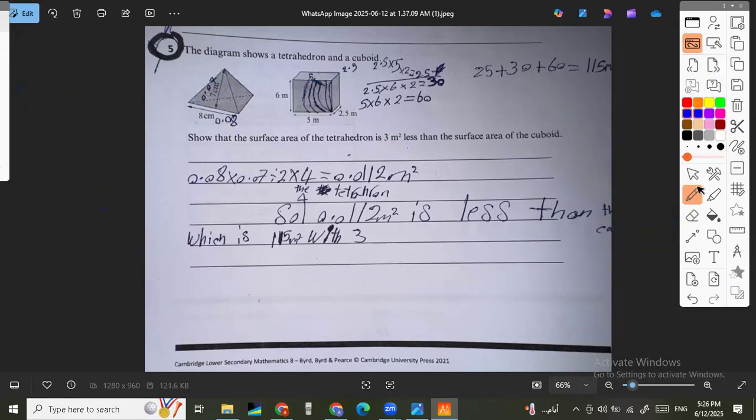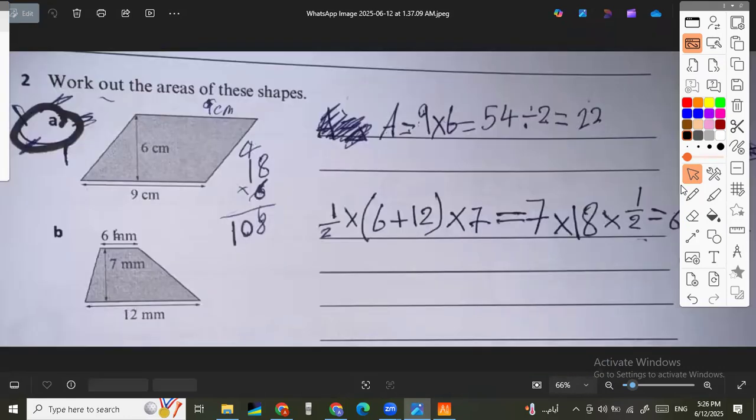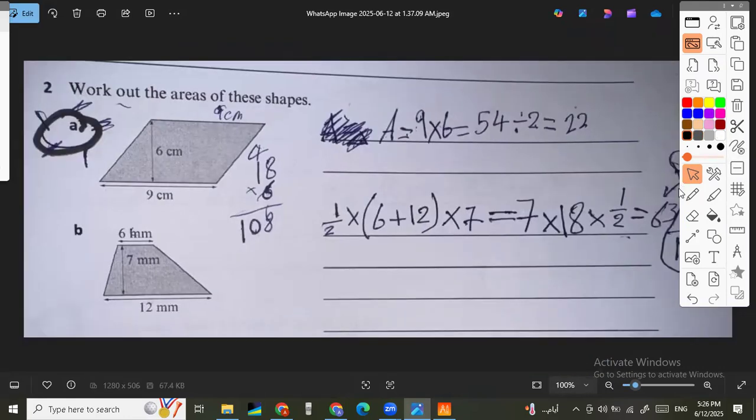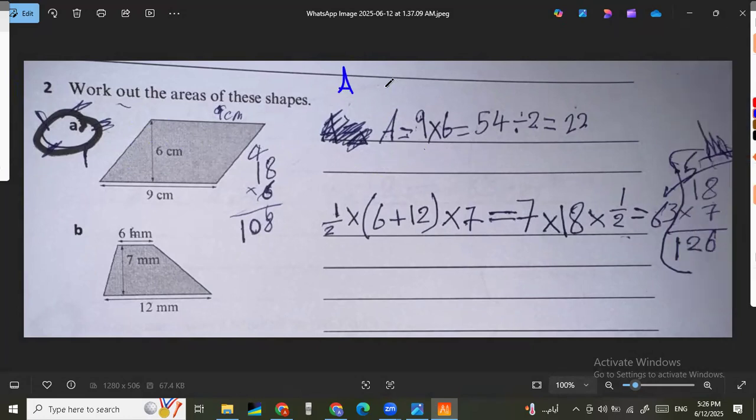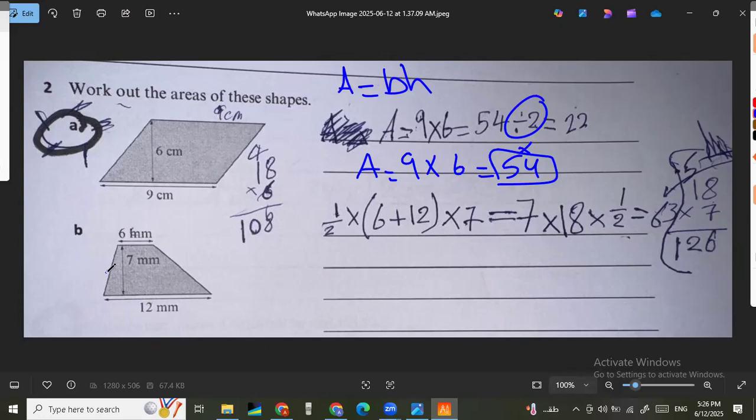Next question. The area of these shapes. Okay, here, the person who was asking this question actually made a mistake in the rule. Area of a parallelogram equals BH, not divided by 2. This is the mistake that you divided by 2. It's just BH. So A equals B times H, which is 9 times 6 equals 54. No division.